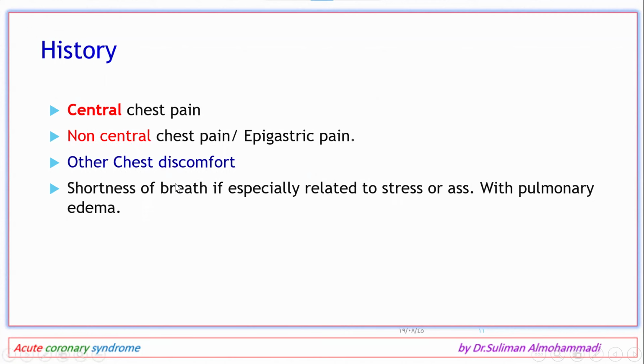So history will help us to elicit and differentiate acute coronary syndrome chest pain from non-acute coronary syndrome chest pain. Acute coronary syndrome chest pain typically is central chest pain, and may be non-central but a big pain, and may involve other chest discomfort, and in some situations may have a shoulder spread, especially related to stress or associated with pulmonary edema.